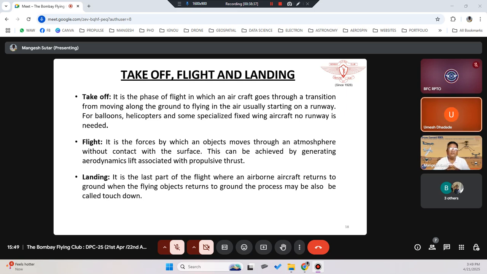Yes. Okay. The last topic is landing. Landing is the last part of the flight where an airborne aircraft returns to the ground. When the flying object returns to the ground, the process may also be called touchdown. We say the aeroplane has touched down, safely touched down. Similarly, in a drone, once you have completed your mission, you can touch down your drone vertically.